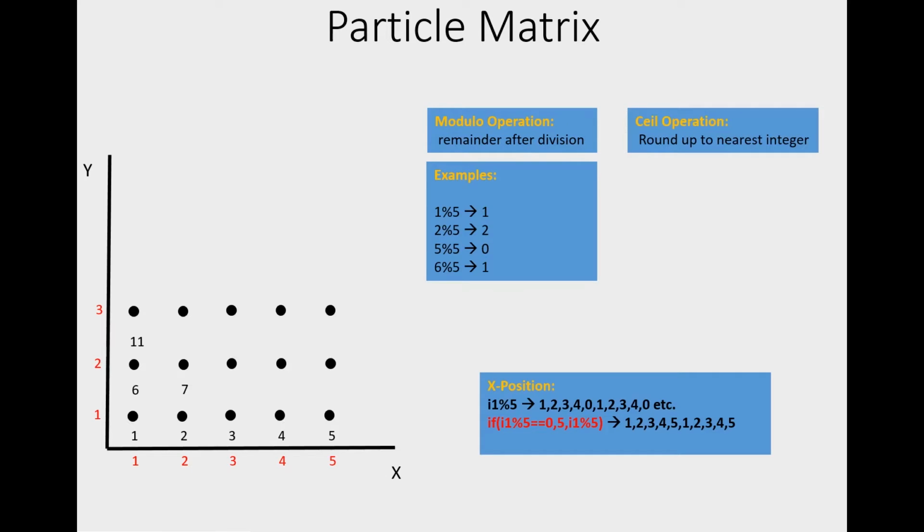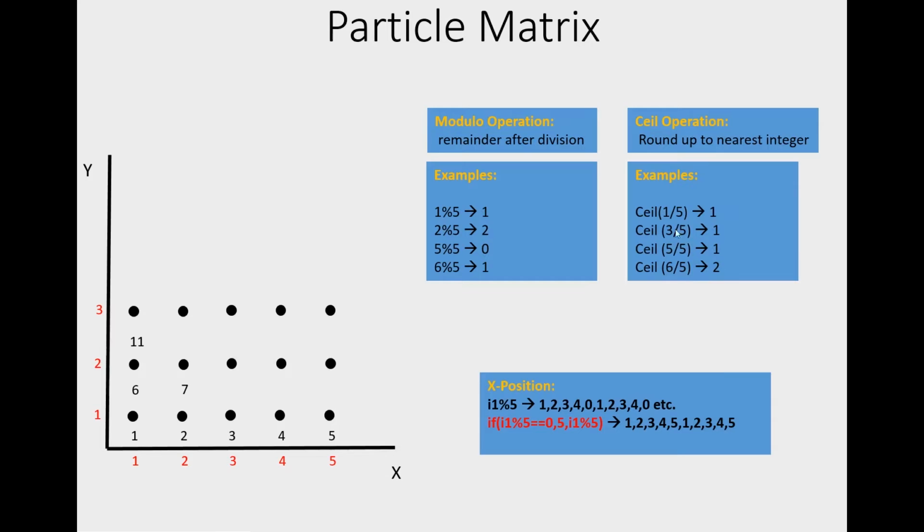It's a very simple thing. We're going to use the ceil operation. Ceil is basically rounding up to the nearest integer. So simply put, if you divide 1 by 5, you get 0.2, and the nearest rounded-up integer would be 1. 3 divided by 5, same thing, 1. 5 divided by 5, still 1. But when we get to 6, 6 divided by 5 is 1.2, rounded up is 2.